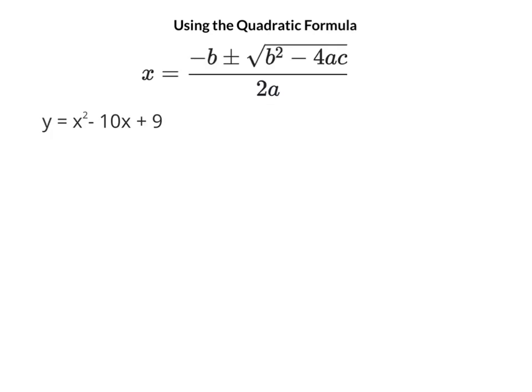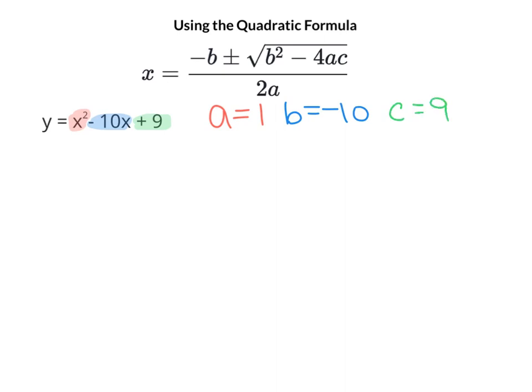The very first thing that we have to do is identify our a, b, and c values. So I'm going to start here with a. a is going to be the number that is in front of our x squared, and in this case, a is going to equal 1. Our b value is going to be the value that's in front of the x, or the coefficient to the x. In this case, our b is going to equal negative 10. And then finally, our c value is going to be our constant, or our value that does not have a variable. And so our c equals 9.